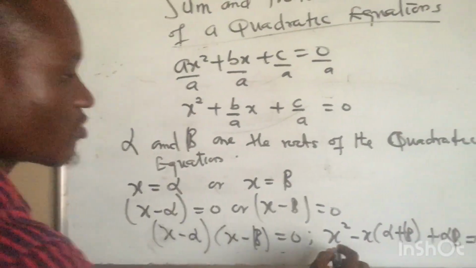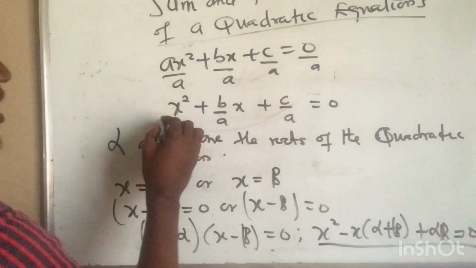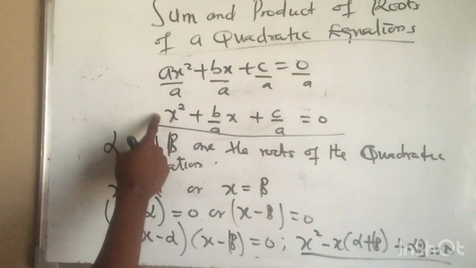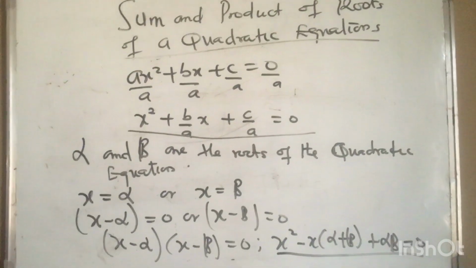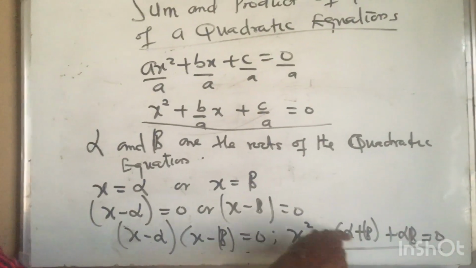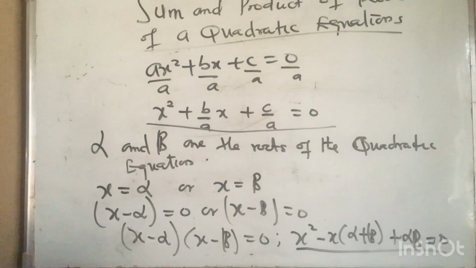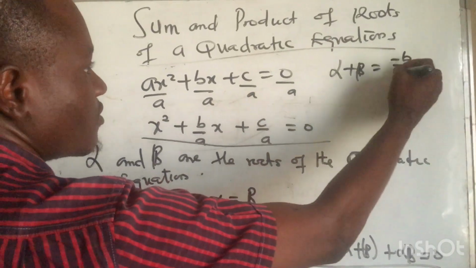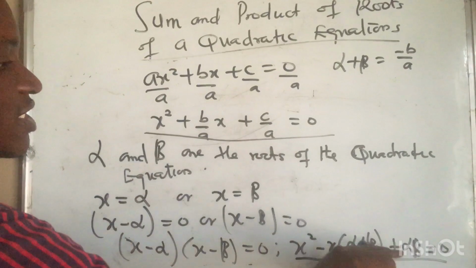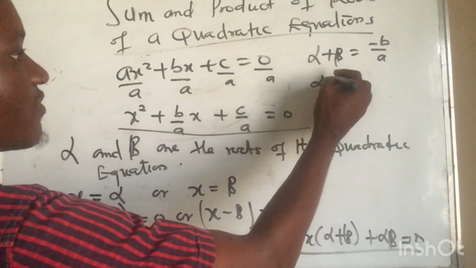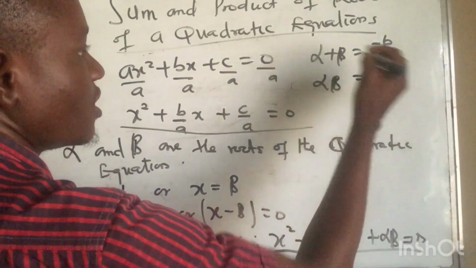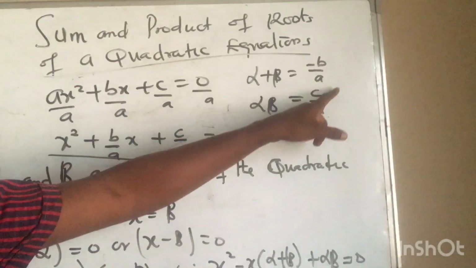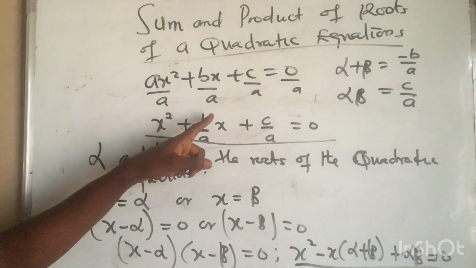That's what we get. So if you compare this equation and this equation together, you will see that the coefficient of x squared here is 1, also 1 here, and the coefficient of x here, which is alpha plus beta, here is b over a. That means the expression for alpha plus beta in that equation is minus b over a. And the constant here is alpha beta. That means the expression for alpha beta is c over a. That means if you are given a quadratic equation, the sum of the roots is minus b over a. And what is our b? The b is the coefficient of x.